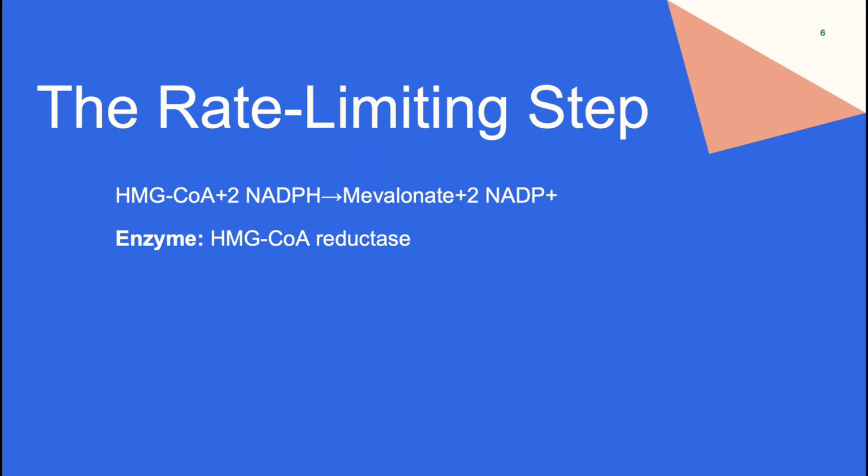This is the most important step in cholesterol biosynthesis. The rate limiting step is the conversion of HMG-CoA into mevalonate. This reaction is catalyzed by the enzyme HMG-CoA reductase and requires NADPH as a reducing agent. Because this is the slowest and most regulated step in the pathway, it essentially determines how much cholesterol is produced overall. So, biologically, this enzyme acts as a control point, and pharmacologically, this makes it the perfect target for intervention.